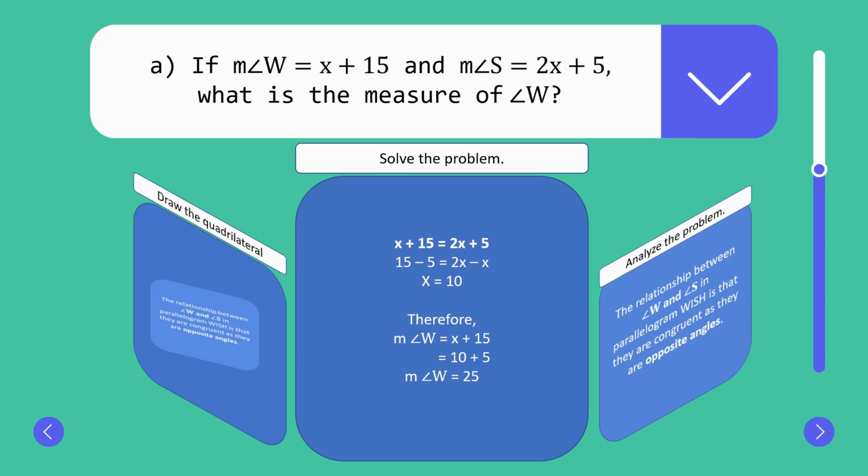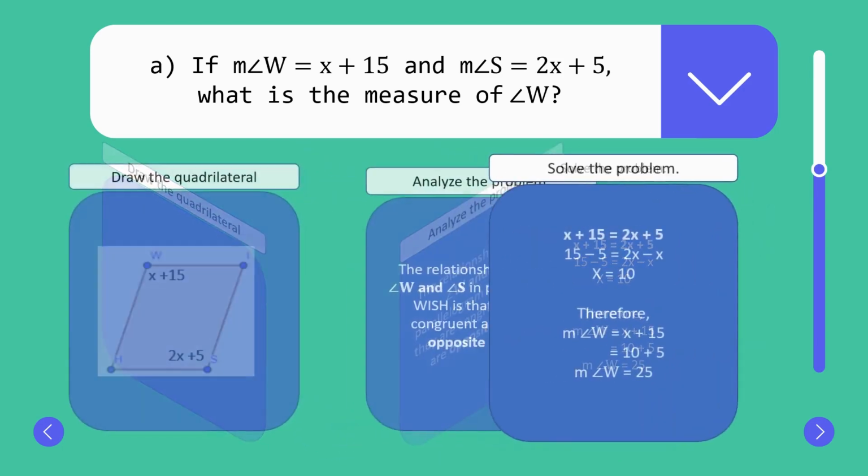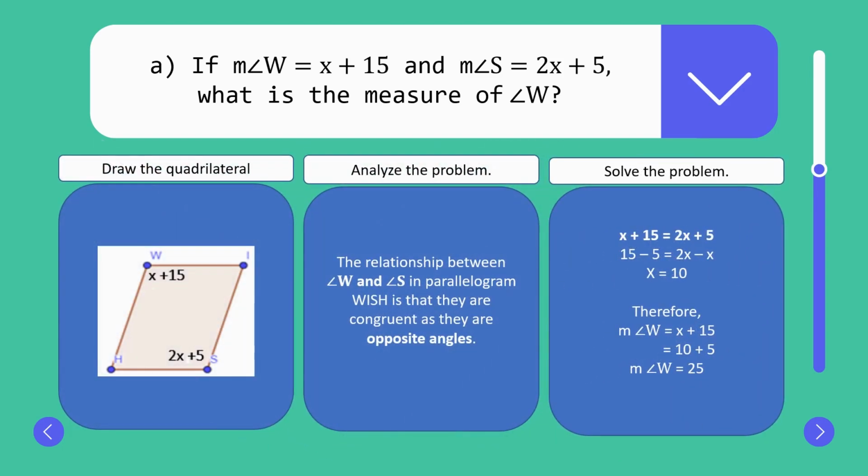Now that we already solved for the value of x, we can now solve for the value of angle W. The original given for the measure of angle W is x plus 15. Since x is equal to 10, we can substitute. This becomes 10 plus 15. We further simplify, the measure of angle W is equal to 25 degrees. Here's a clear presentation of the 3 steps that we did to solve for problem A.